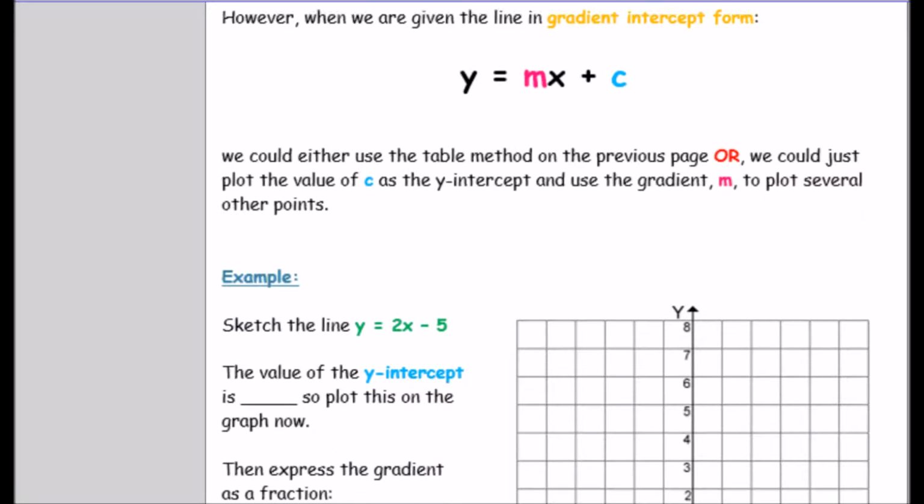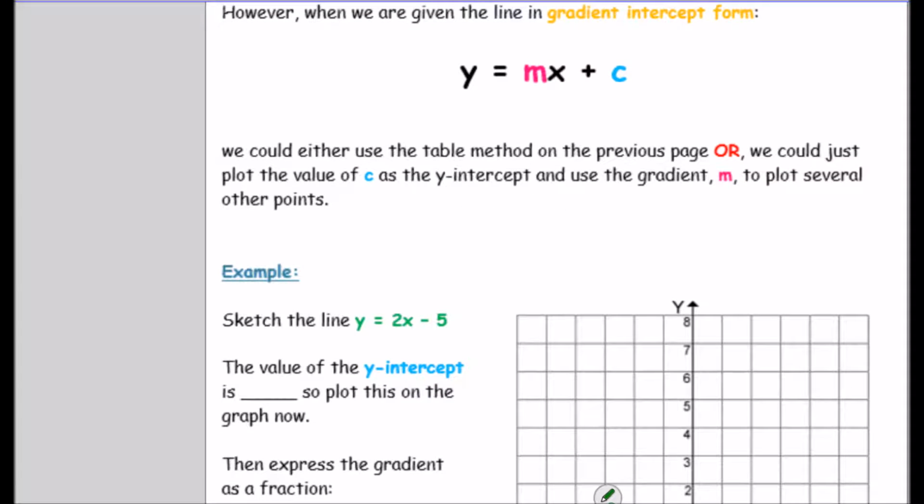Gradient intercept form, I'm showing you an alternative method. You could use the table method on the previous page, but you can also use this alternative method when you have gradient intercept form. So remembering that y equals mx plus c, just a reminder, m is the gradient. What is the c? That's right, it's the y-intercept.